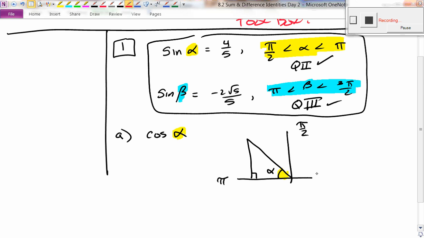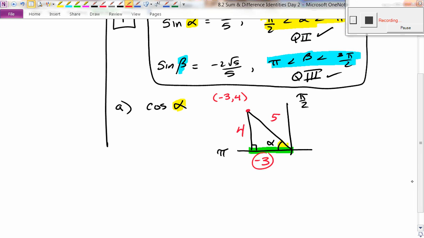The sine is 4/5. Very good. So where does the 4 have to go? On the opposite side. This is the 4. Where does the 5 have to go? The hypotenuse. Good. So what is the leftover side? 3. Of course it's 3 because we use the Pythagorean theorem. But since I'm in quadrant 2, if I was considering this point over here, the point would be negative 3, 4. So you might want to consider making that a negative 3.